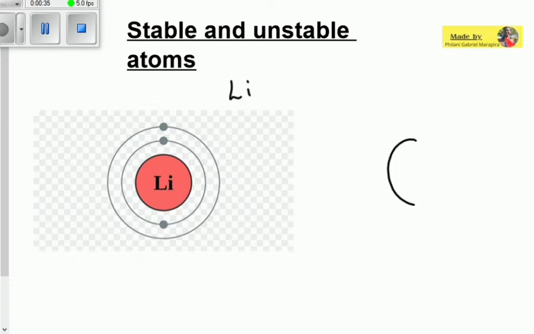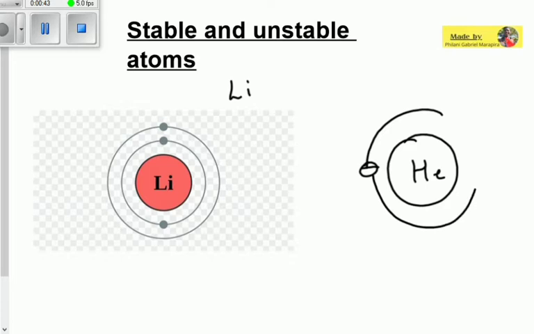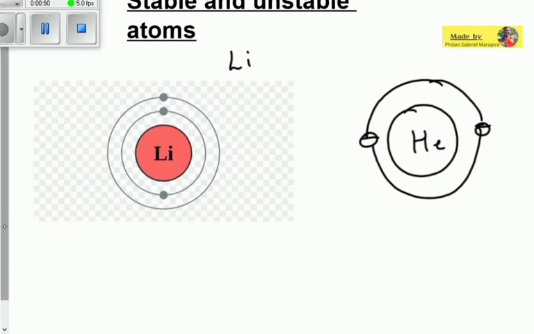Here is an example of a stable atom: helium. Helium is stable in this way. So what is the meaning of stable and unstable? An atom that has its valence shell filled with electrons, with all its electrons, is more stable compared to others and cannot react with any other element.